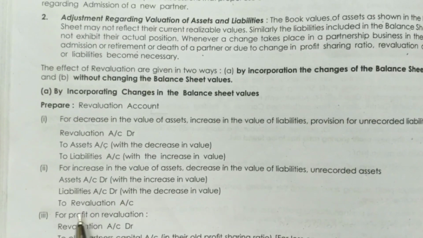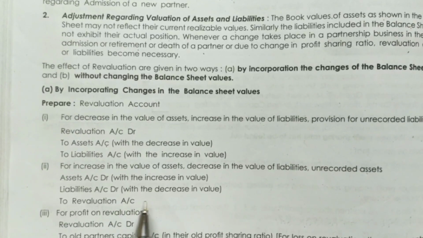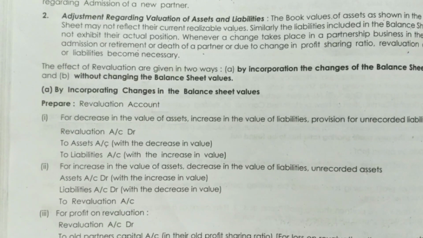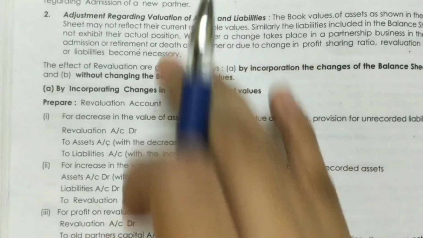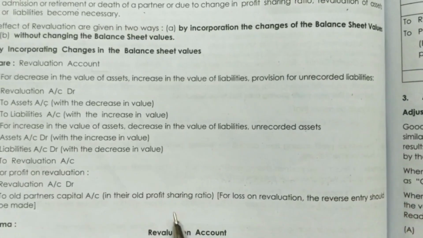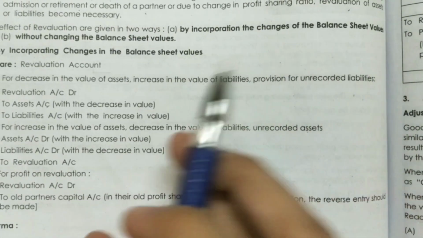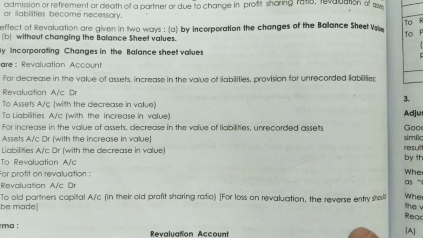Then comes revaluation profit. After totaling both sides, if the amount appears on the debit side, then it is profit. If it appears on the credit side of the revaluation account, then it is loss. So we have to share it among the old partners in their old profit sharing ratio.